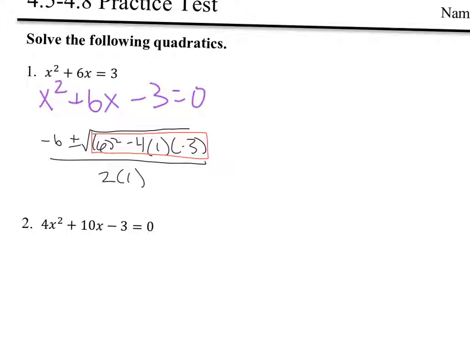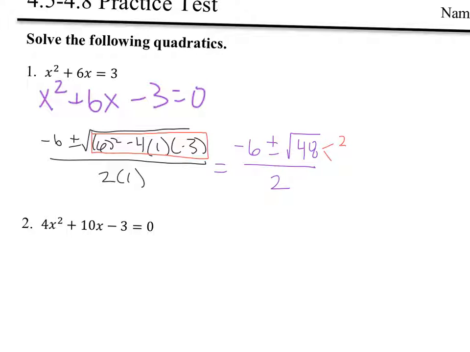And if you do that, that is equal to negative 6 plus or minus the square root of 48 over 2. You can either do this the factor tree or using perfect squares. I'm going to go the factor tree just to remind some people. Otherwise, the perfect squares way is my preference to do this. So I'm going to do this factor tree.